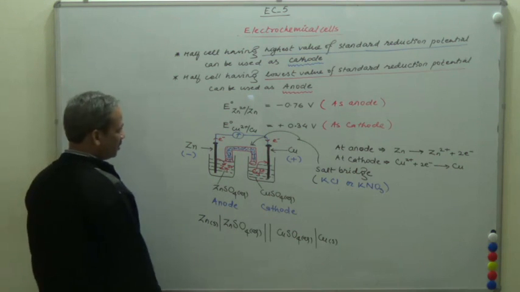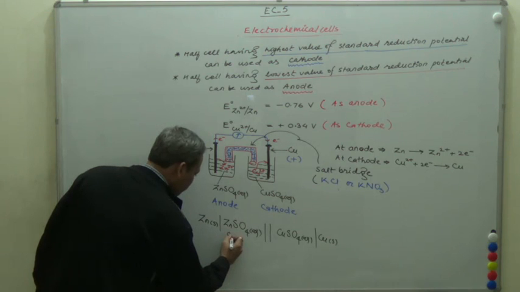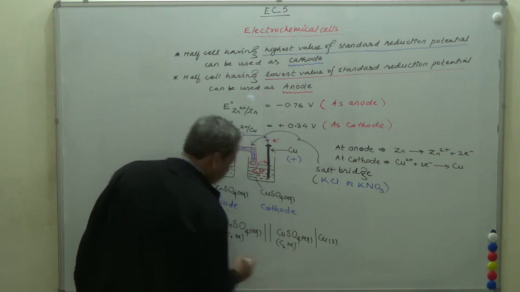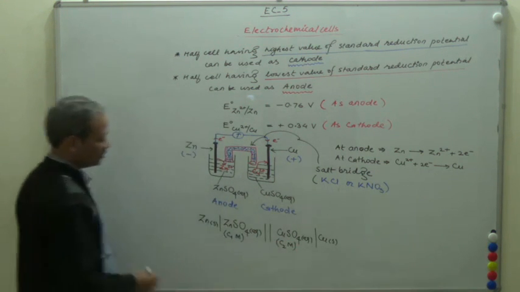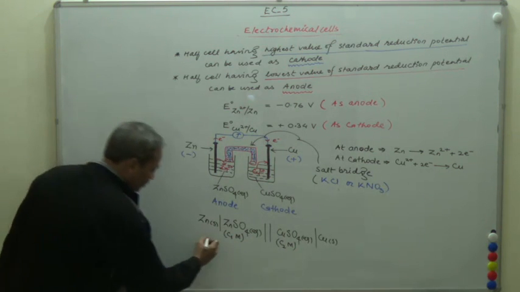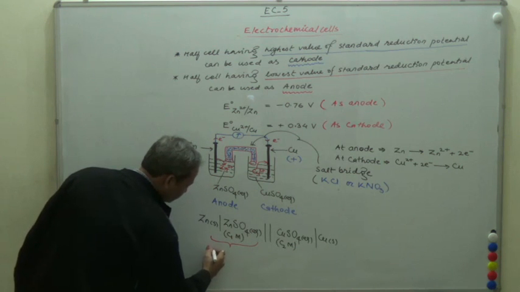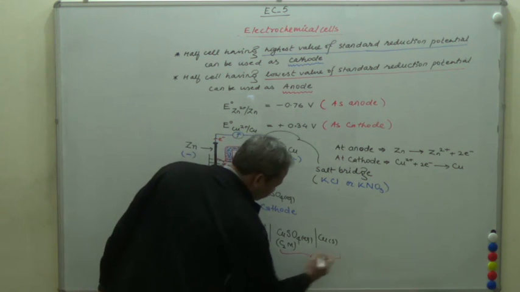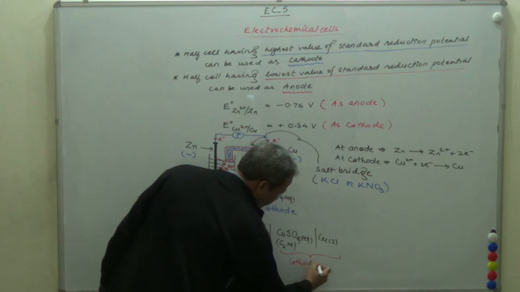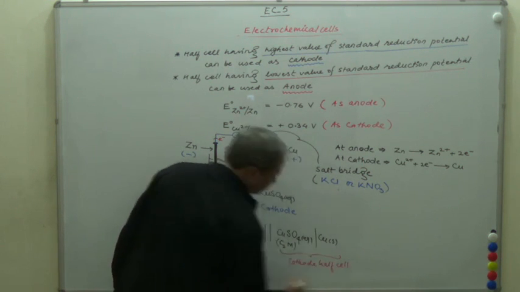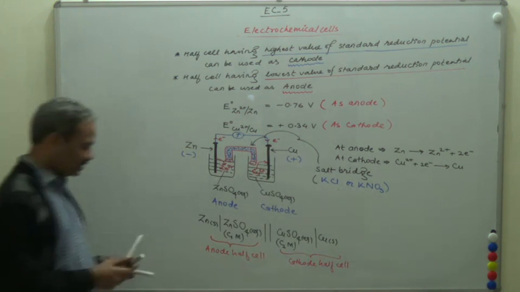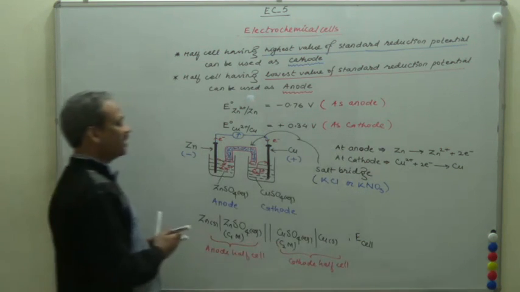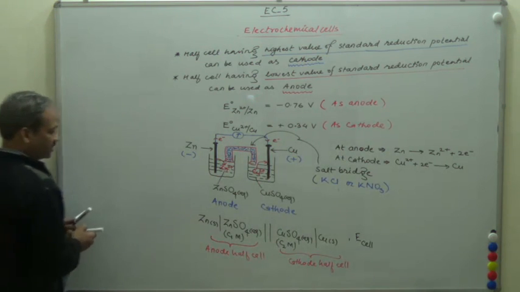The concentration of these electrolyte solutions should be represented in parentheses. So this is C1 molar solution and this is C2 molar solution. So this is the anode half cell, and this one is the cathode half cell. And whatever the potential of this cell is should be represented on the extreme right hand side of the cell notation. This is the cell notation.